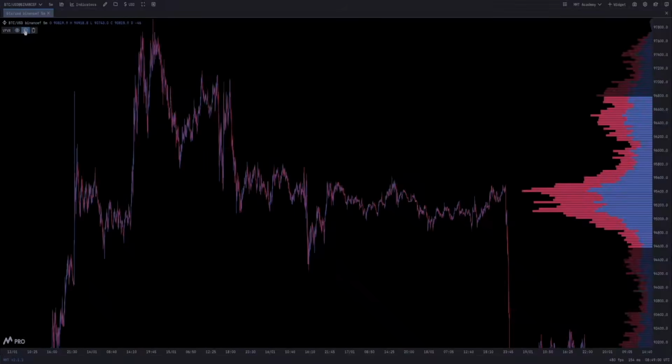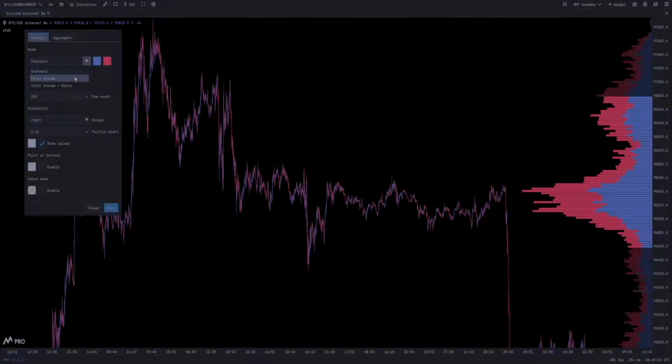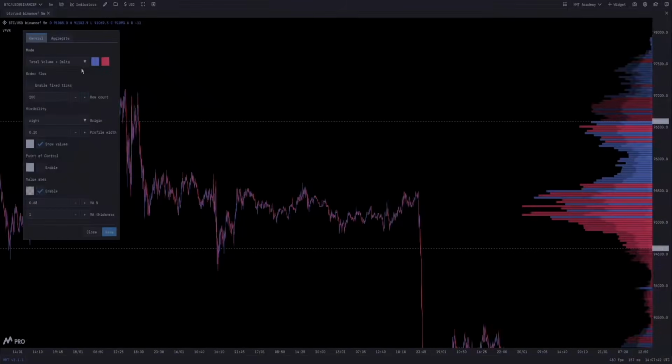Jumping into the settings, there are three modes for this indicator: standard, total volume, and total volume plus delta. On standard, it will just show you the buyers plus the sell volume. Total volume simplifies this and just adds them together. Total volume plus delta is the most unique of the modes.